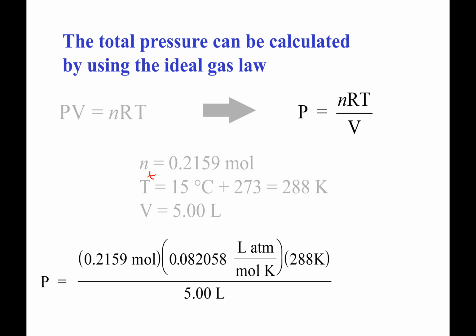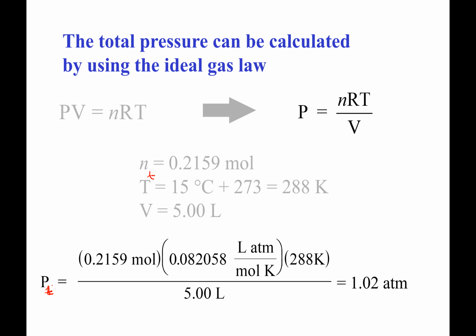All right. So, here it is. In the numerator, we have 0.2159 moles. Also in the numerator is R, 0.082058. Units of R are liters atmospheres per mole Kelvin. Also in the numerator is our temperature, 288 Kelvin. Notice units of Kelvin cancel, and units of moles cancel also. In the denominator we have volume, 5.00 liters. Now units of liters cancel. Now we just have units of atmospheres in the numerator. Round to 3 sig figs, I get 1.02 atmospheres. Again, I'm going to add a little subscript T here to remind myself that is the total pressure.